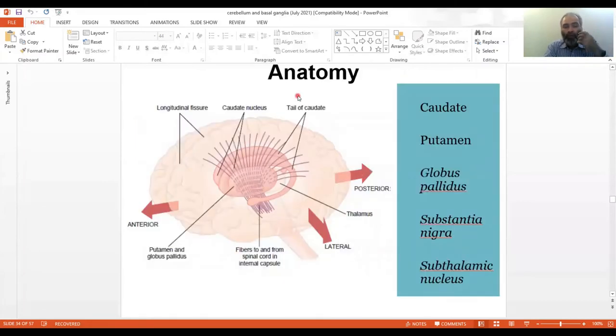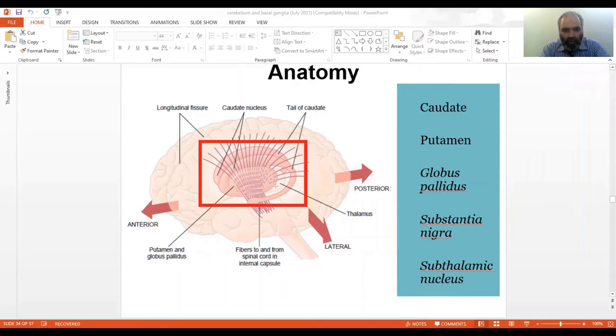Now we come to the anatomy. Of course, this won't be an extensive anatomy class. In anatomy, if you see this lateral view, it gives you a pretty good idea of where is what. And I like this image because what he has done is made the hemispheres transparent to show you the deeply placed nuclei, the basal nuclei. So this whole structure here is the basal ganglia.